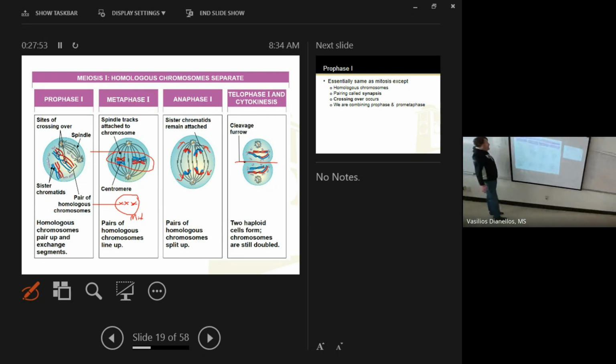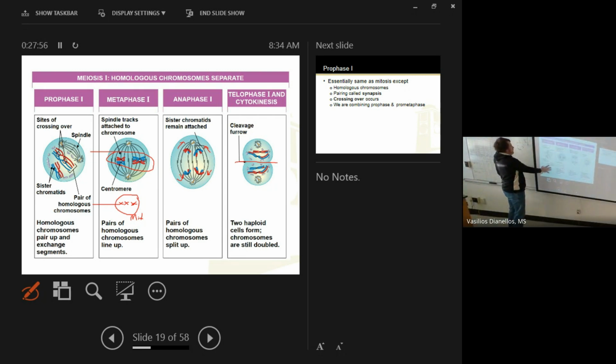The only difference is, again, we're dealing with some crossing over of the homologous chromosomes in prophase 1. And again, we still have chromosomes lining up in the middle of the cell, but instead of being sister chromatids, we're looking at homologous chromosomes. But then again, they get pulled apart, they get all the way apart, and then that's telophase and cytokinesis. And again, at this point, now we have 2 haploid cells.